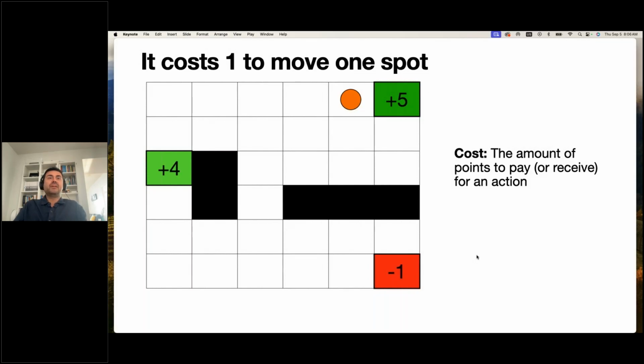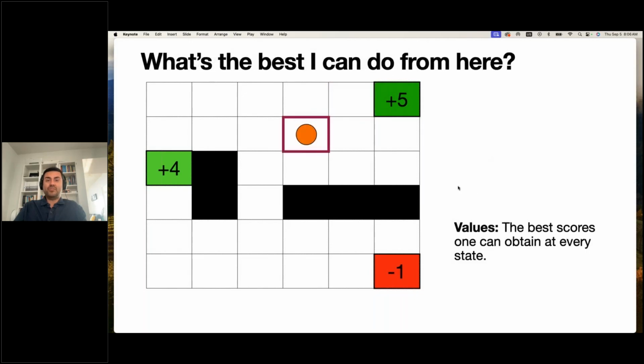So if I'm in this spot here, I have 4 points, because the best I can do is to get to the 5. And that's the value, right? So I have a quiz. I don't know if it's easy for you to answer on the chat, but if you can, what's the best I can do from this spot over here? How many points? What's the value?